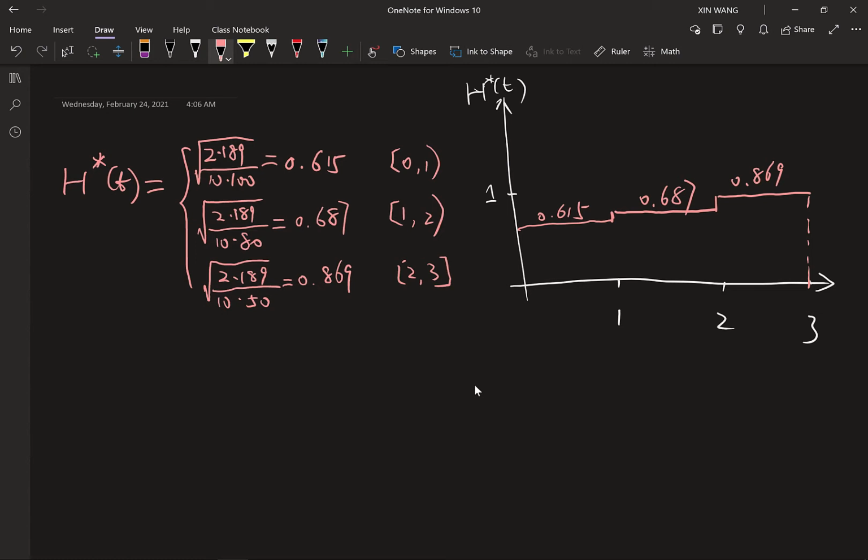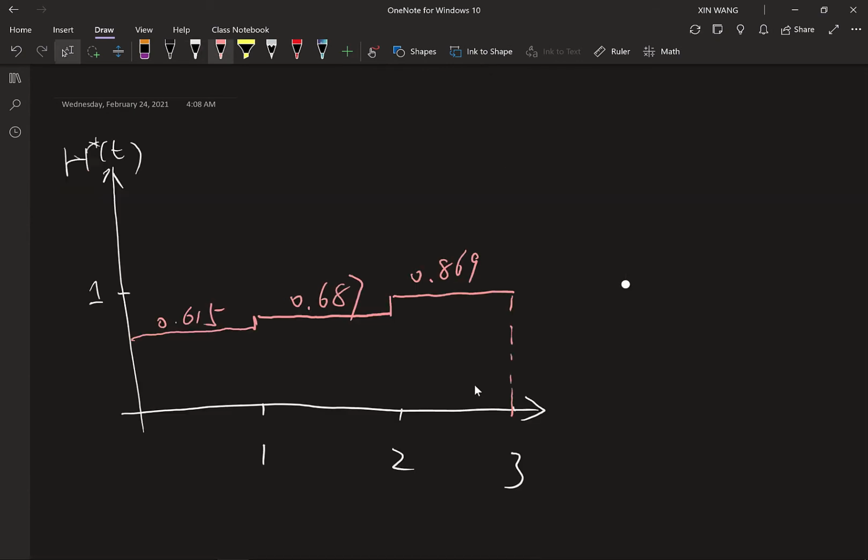Remember, we need to draw the 45-degree lines. So let's see, how did we do that? First, we draw a 45-degree line. And then, fortunately, this is a constant function. So our first point, P1, should be exactly 0.615. But then our intersection should be this point. So this is our P1, which equals 0.615.